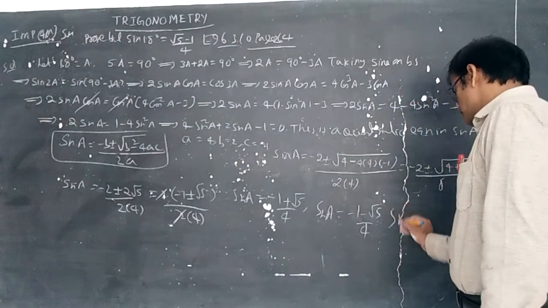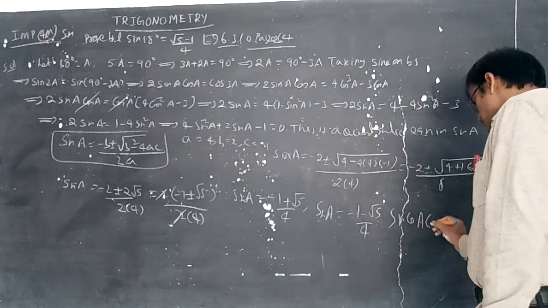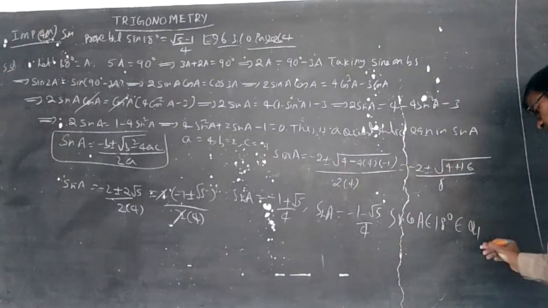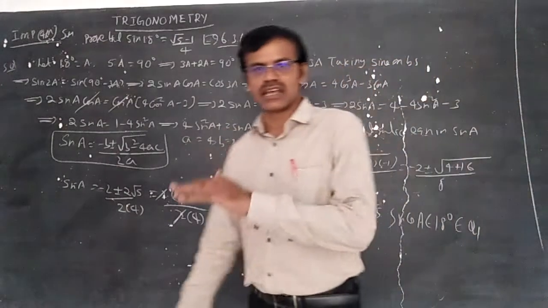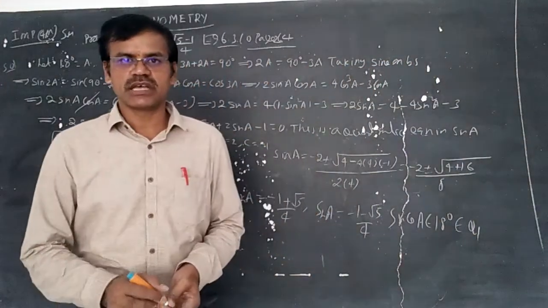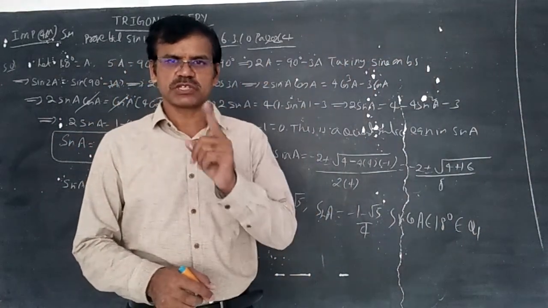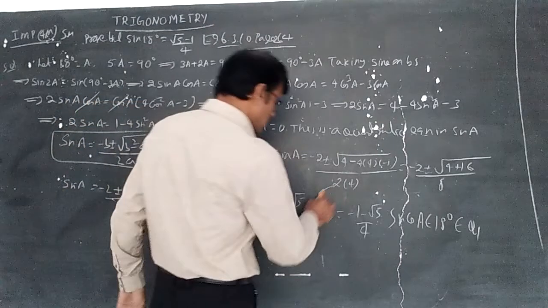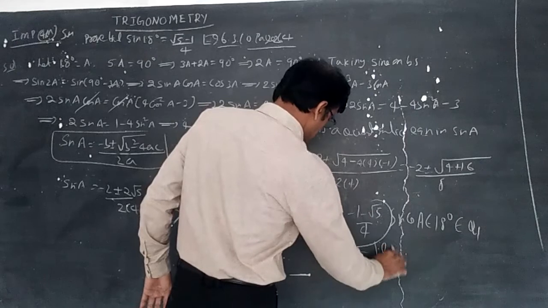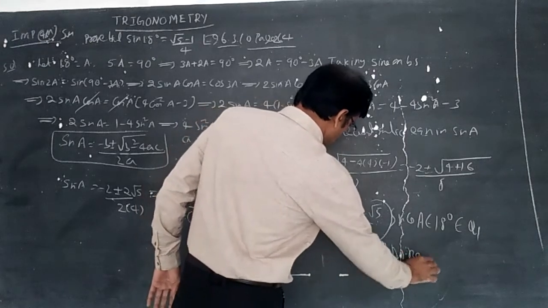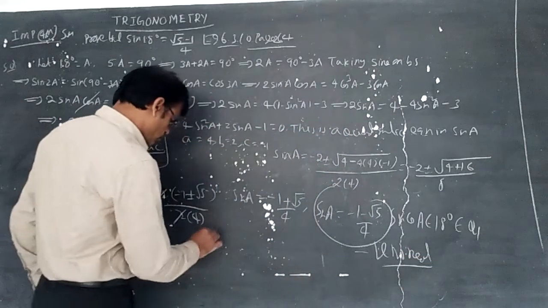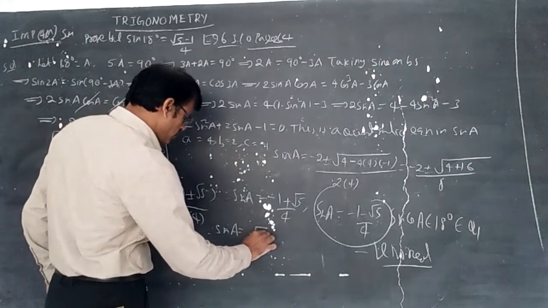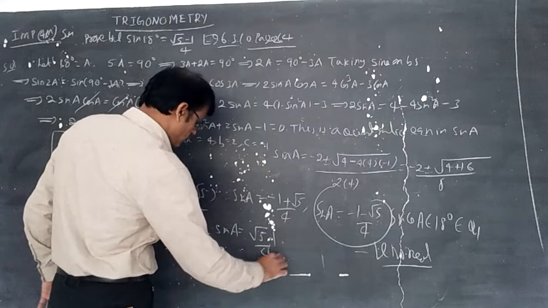But since a is 18 degrees, it is in Q1, because Q1 means 0 less than theta less than 90, it is in the first quadrant. So, whenever it is in Q1, you should not consider the negative value, no need. So, don't take this one. Therefore, sin a is equal to root 5 minus 1 by 4.